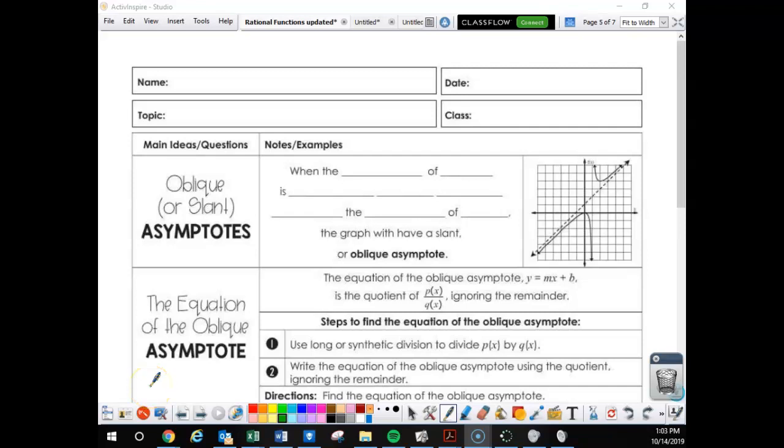Okay, so on Thursday and Friday, we talked about rational functions that had horizontal and vertical asymptotes. And now we're going to talk about oblique asymptotes or slant asymptotes. And there's a picture right here. So this is what it means to be a slant asymptote.